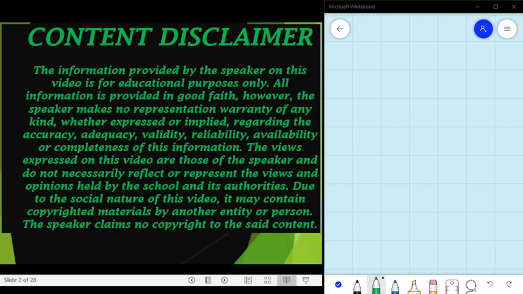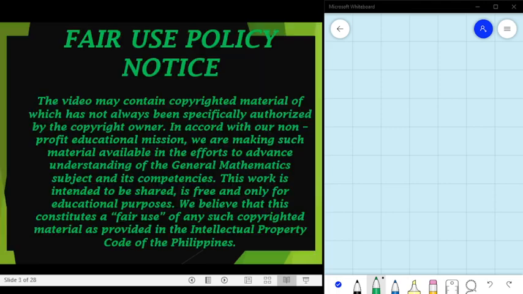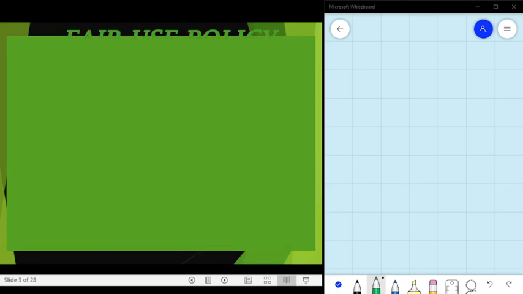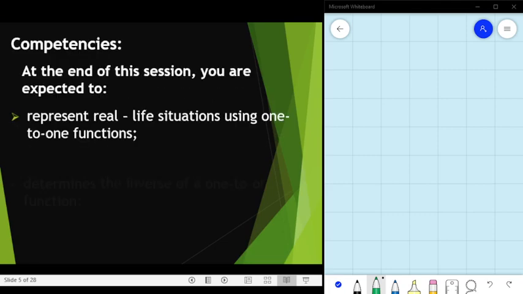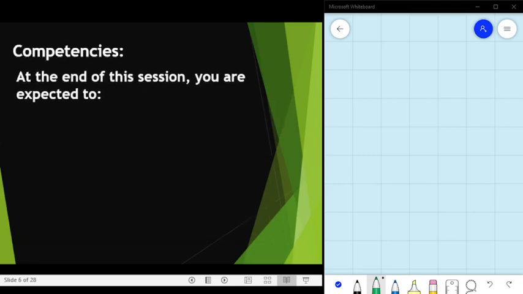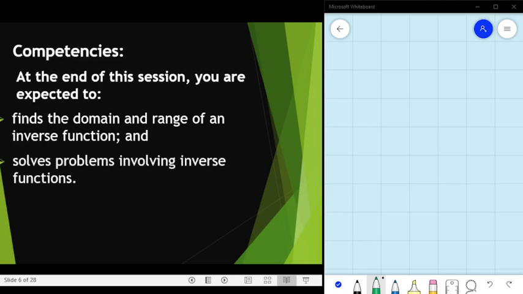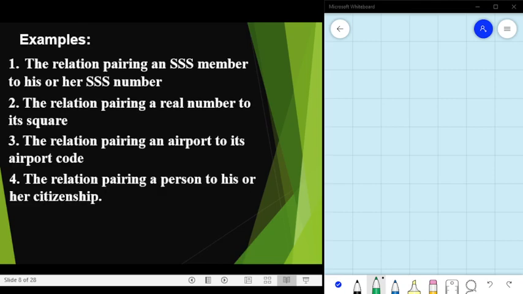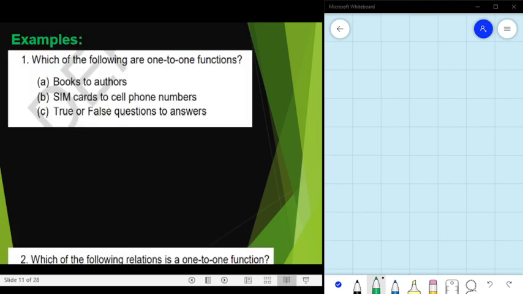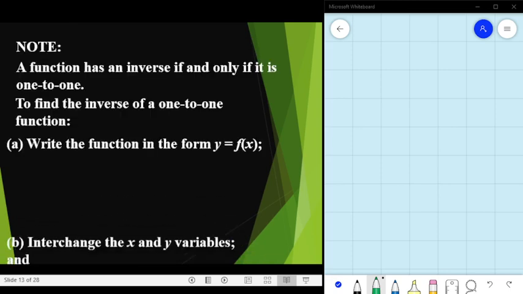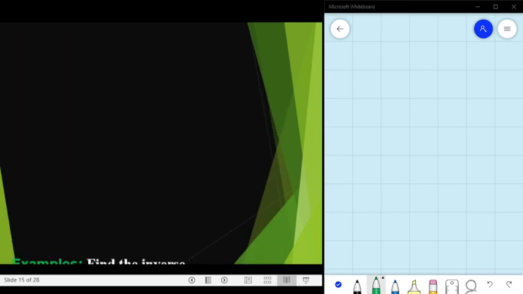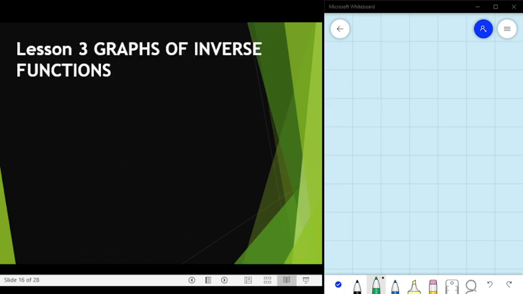Let us continue with lesson 3 of our topic 3. The competency we're going to tackle is to find the domain and range of an inverse function and solve problems involving inverse functions. So we are done with this, and we will go directly to graphs of inverse functions.